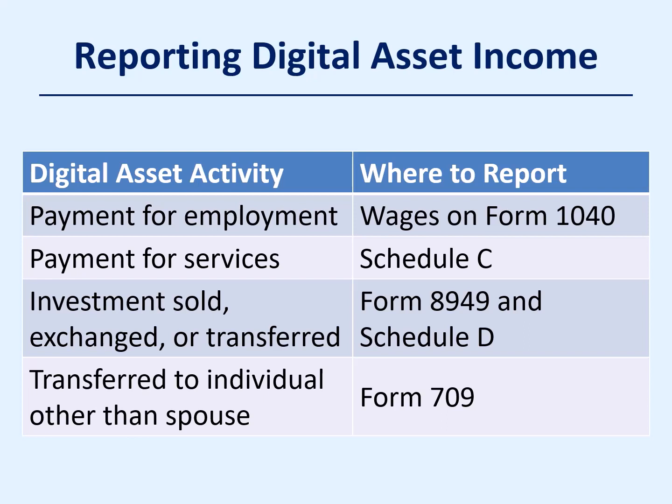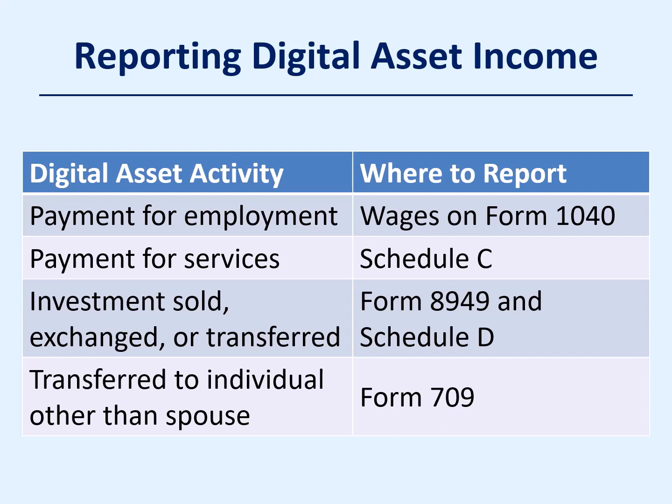If an individual received payment as part of their employment in digital assets as opposed to traditional currency, those wages are reported on the 1040 just as they would be if they were paid in US dollars, for example. If the payment is for services, like a business, that income is reported on Schedule C.